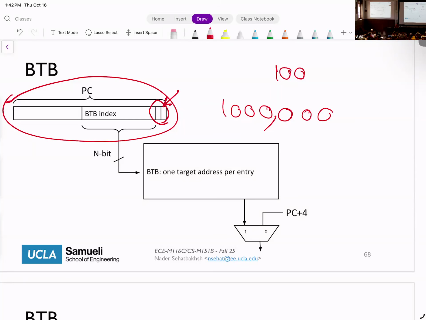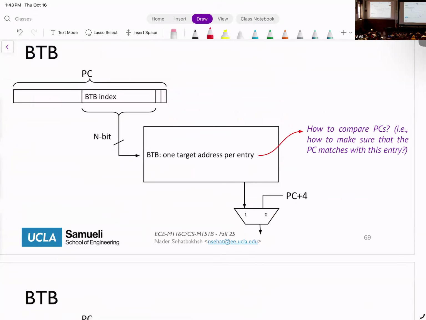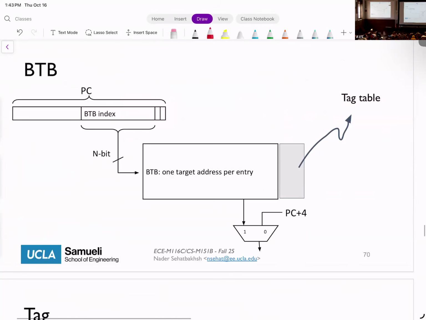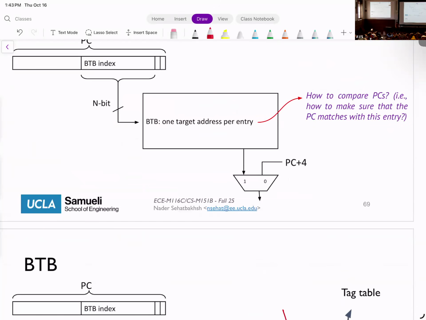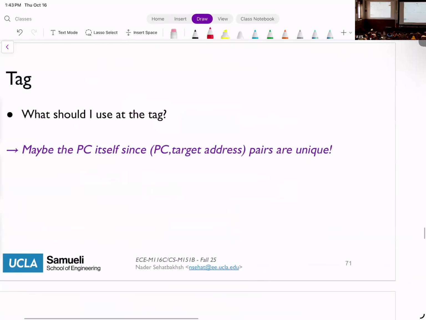What is stored within each entry of the BTB? It's a PC, a 32-bit number, or whatever the size of my PC is, stored in one entry, okay? And then I feed this into the mux that goes back to the PC, okay? How do we compare the PCs? Essentially we use this tag table, right? So how do we know that this is a match?